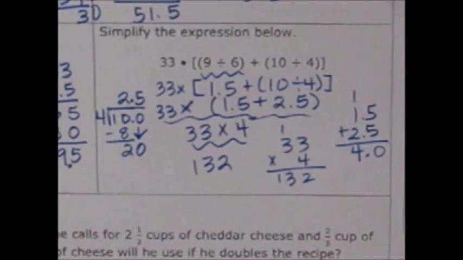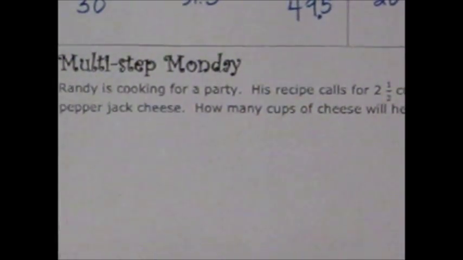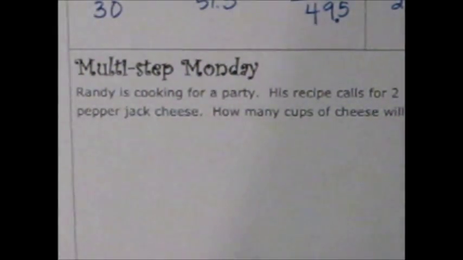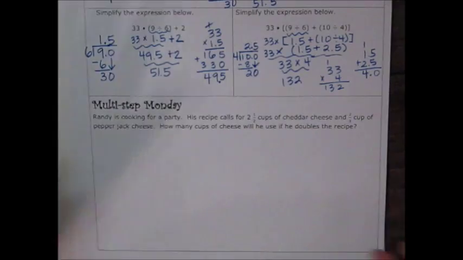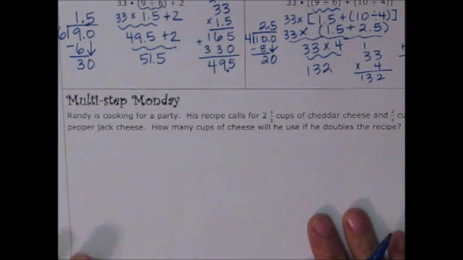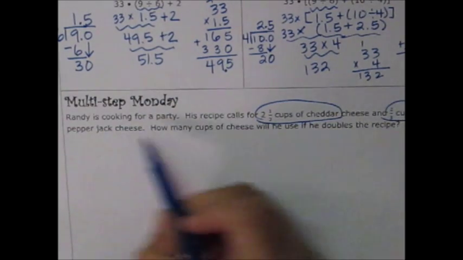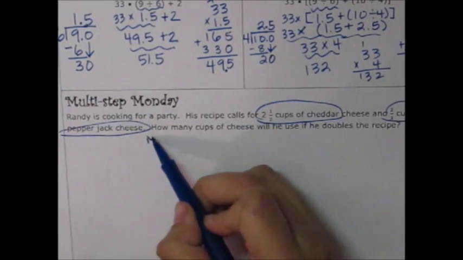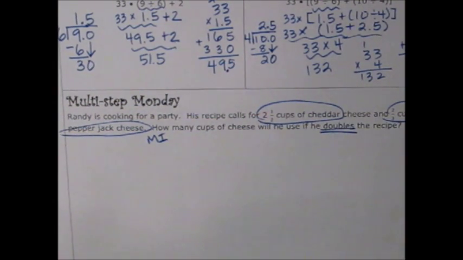Cool. Now let's go to our multi-step Monday problem, and I'm going to zoom out just a little so you can see the whole problem and the 3-step. Alright, looks good. Maybe in just a tad. Alright, so multi-step Monday. Randy is cooking for a party. His recipe calls for 2.5 cups of cheddar cheese and 2/3 cups of pepper jack cheese. How many cups, main idea right there, of cheese will he use if he doubles the recipe? Okay, so that means doubling 2 times. Isn't that what it means?